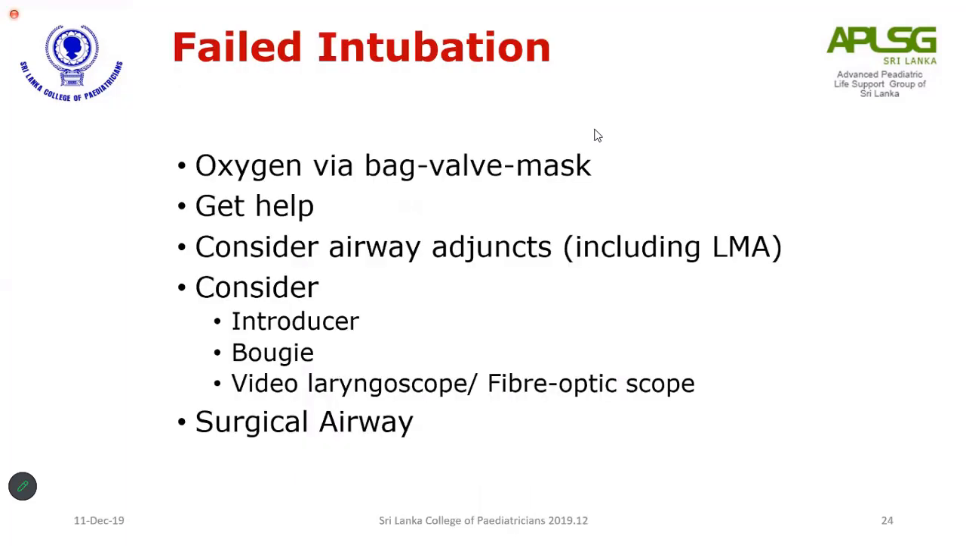If you have failed your intubation in 2 attempts, please continue your oxygen via bag and mask ventilation. Please don't hesitate to call for help. And always consider airway adjuncts such as the laryngeal mask airway, and also consider using other equipment such as the introducer or the bougie, or if final step is the surgical airway in failed intubation. And if you have failed in all the above other measures, you need to consider a surgical airway.